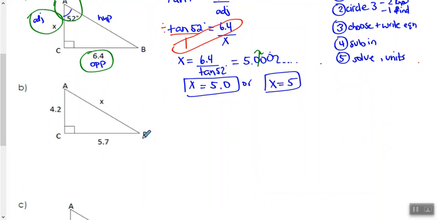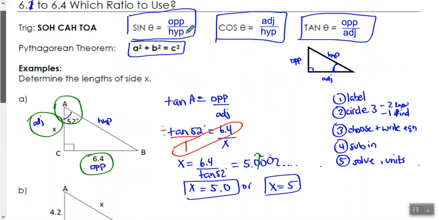So I am not given any of my angles. Since I'm not given any of my angles, that is kind of a hint that I might not be using sine, cos, or tan right now.